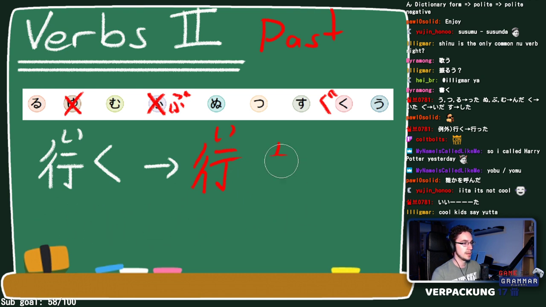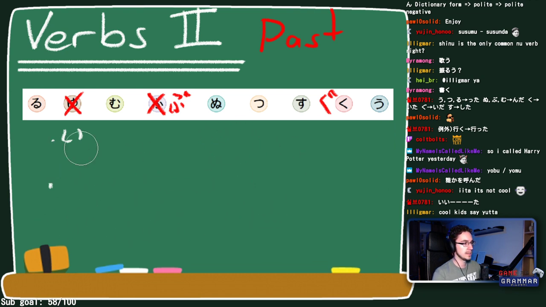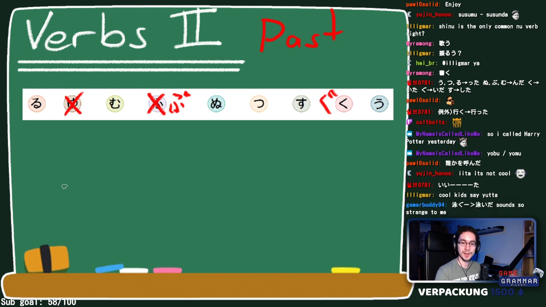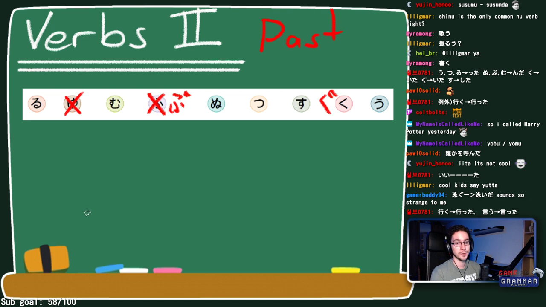Alright, now we only have one thing left to do, which is learn negative past tense. Oyoida sounds so strange to me. Yeah, you get used to them, really. For me, they all sound normal now, but at first it can be a bit strange. Oyoida, they are correct though. Itta.